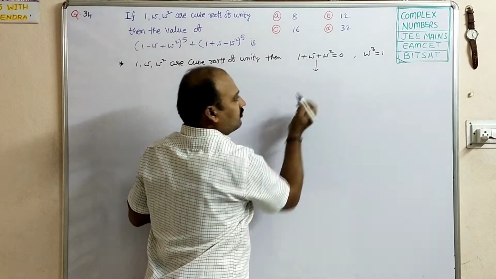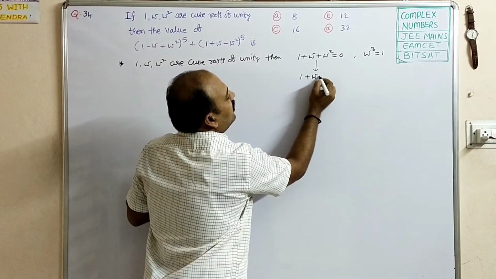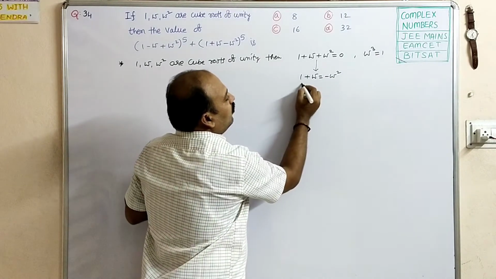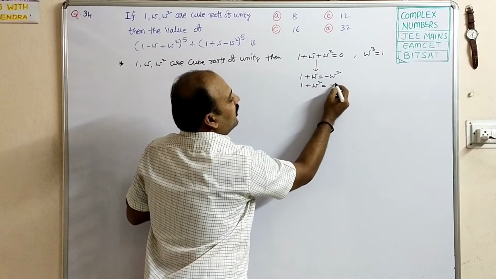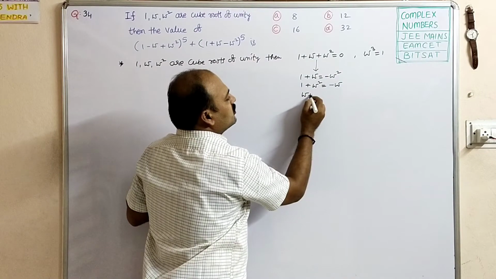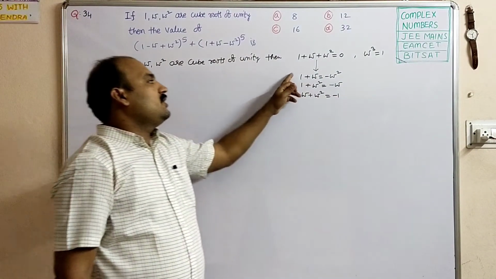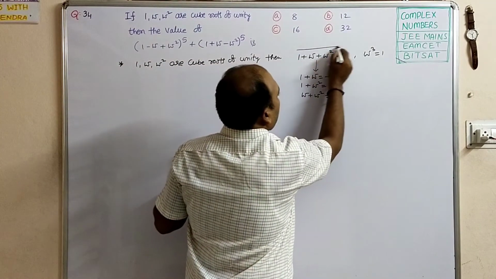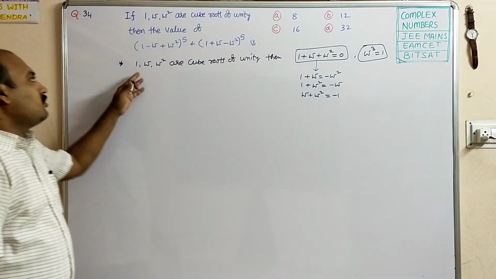From this, two possibilities. 1 plus omega is equal to minus omega square, and 1 plus omega square is equal to minus omega, and not only this one, omega plus omega square, which is also equal to minus 1. Like these three possibilities also we can write from this result. You remember that, dear students? These two are very, very important. Now come to the question.